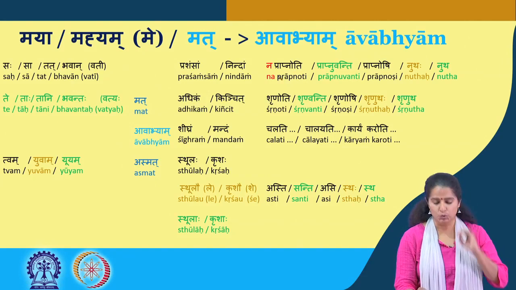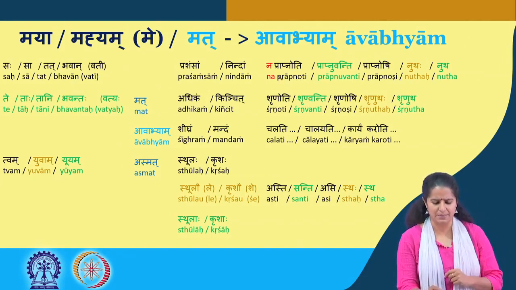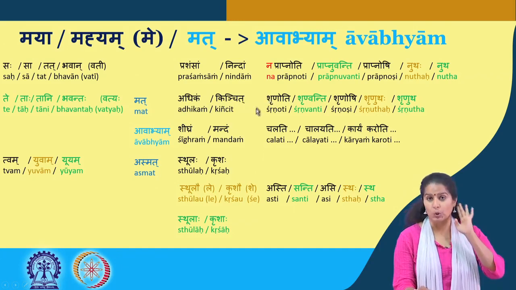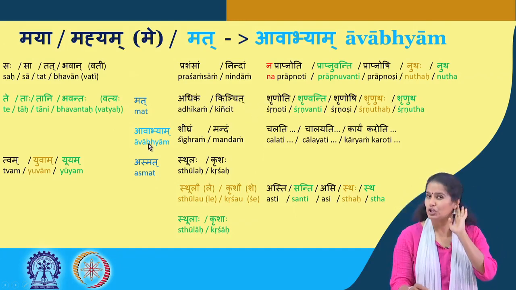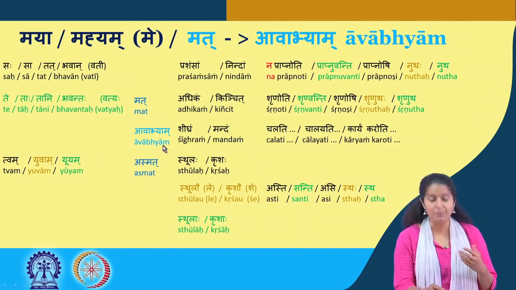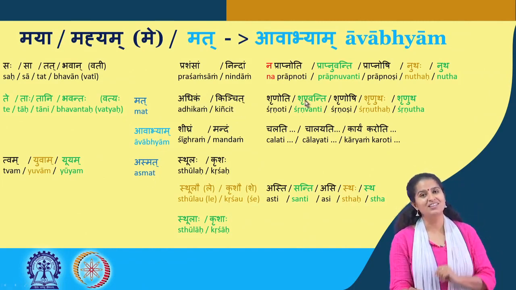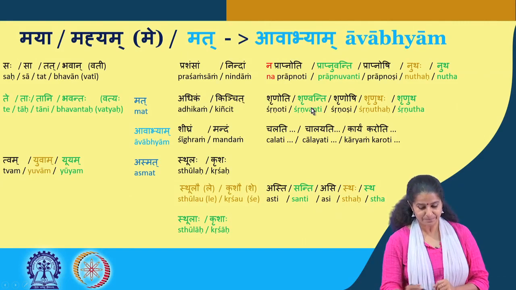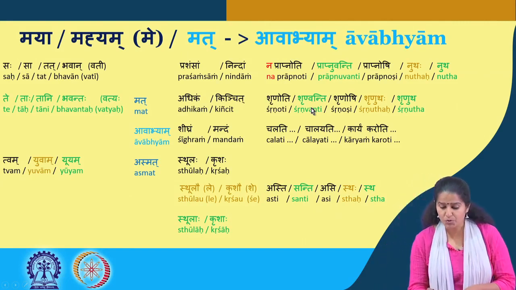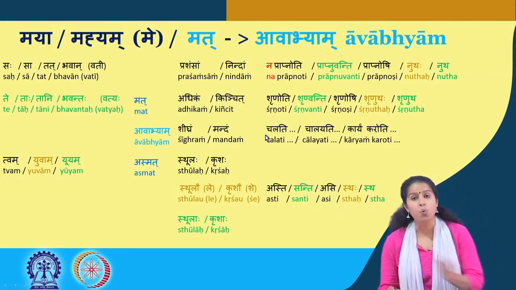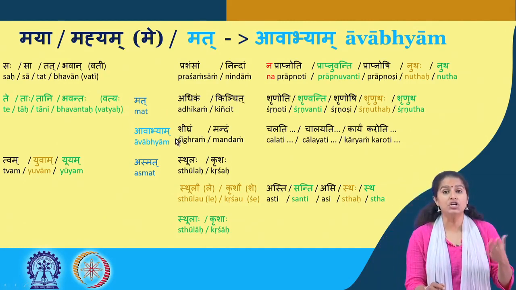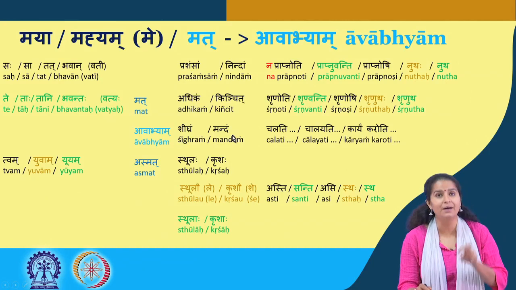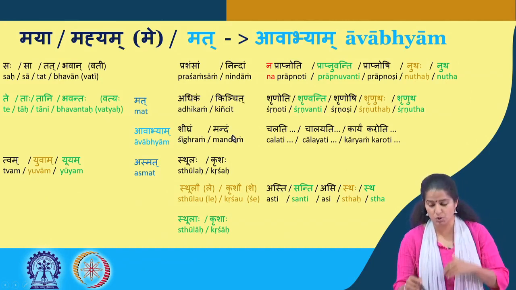Next, shrunoti. So you hear more or less than me. Saha mat adhikam or kinchit shrunoti. Avabhyam adhikam kinchit shrunoti. Asmat adhikam kinchit shrunoti. Next, you can also use this for to walk. So, chalati. Saha mat shighram, fast, or mandam chalati, walks faster or slower than me.